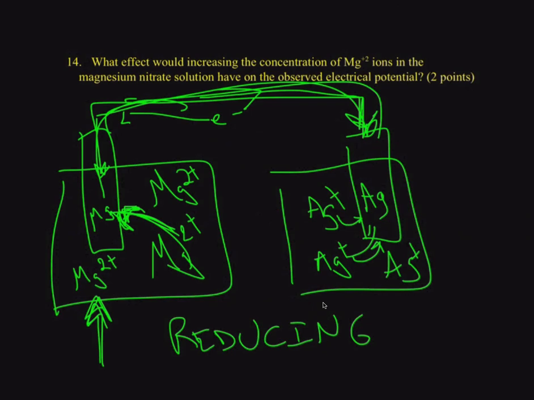So adding ions to one side or the other is going to increase the flow of electrons toward whichever side you add those ions to. And depending on which side, if you're going this way, you're reducing the potential, and if you add ions to this side, you're increasing the potential.